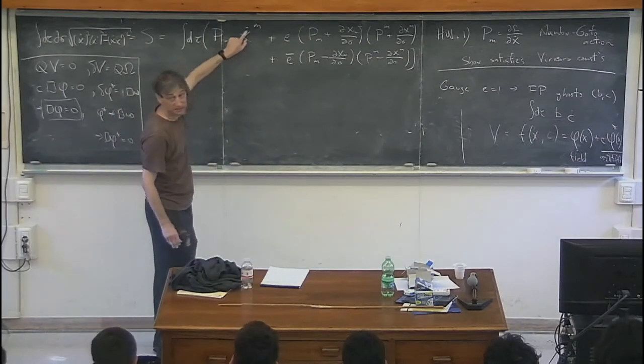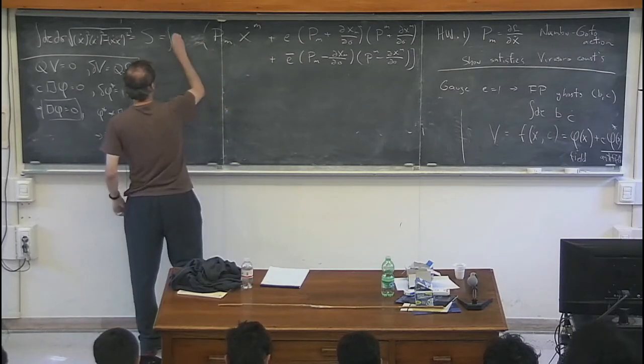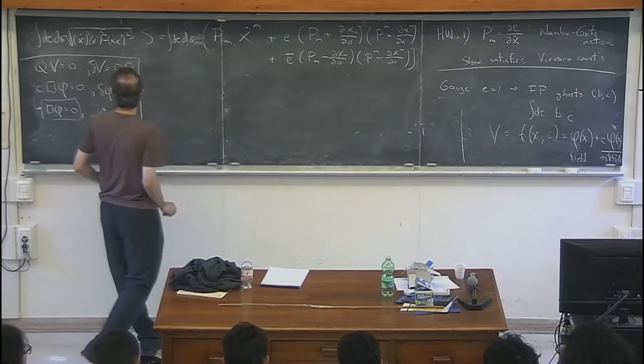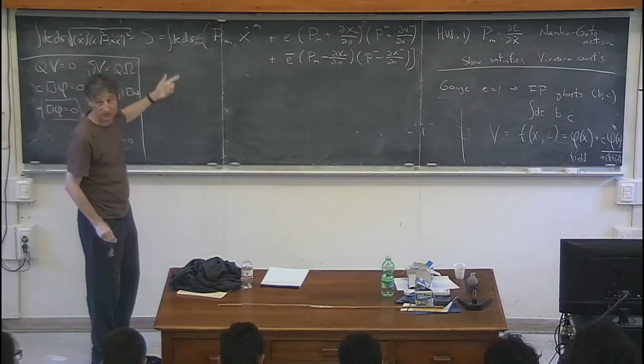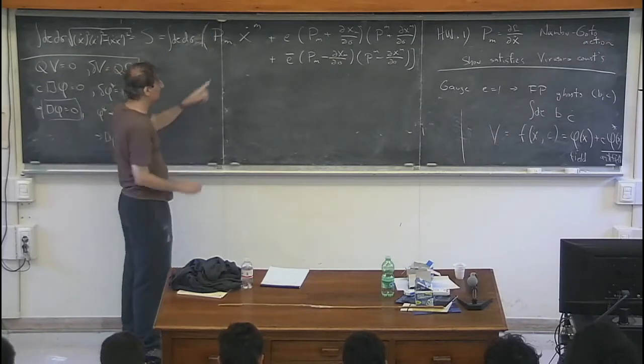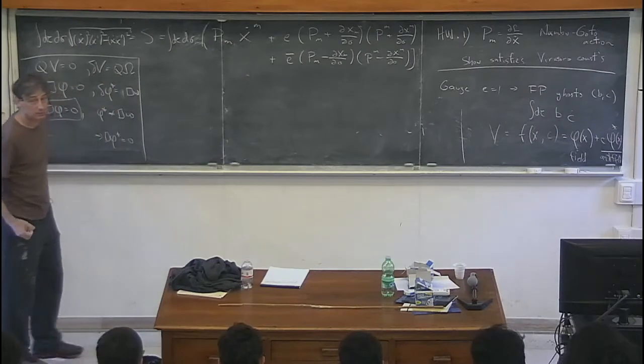This is just dx d tau. Sorry, this is d tau d sigma now. So X, of course, is a function of tau and sigma, so P will also be a function of tau and sigma. But here, this is always just P equals X dot. Any other question?